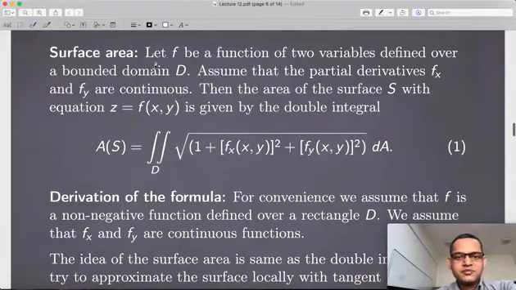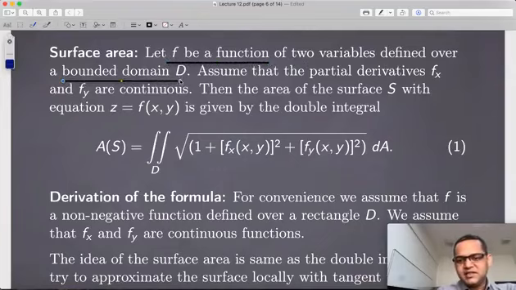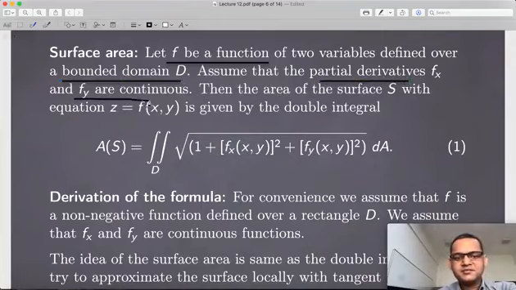We consider a function of two variables, defined over a bounded domain, because we are interested in finding the area, and we assume that the partial derivatives exist. This condition is important, because otherwise we won't be able to make sense of many things, and finding the area will be difficult. So this is some assumption which we need. The area of the surface, which is given by this equation, is given by this formula.